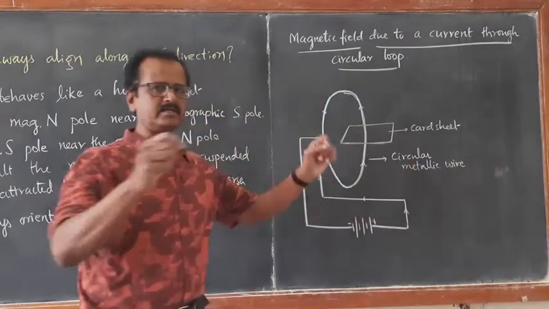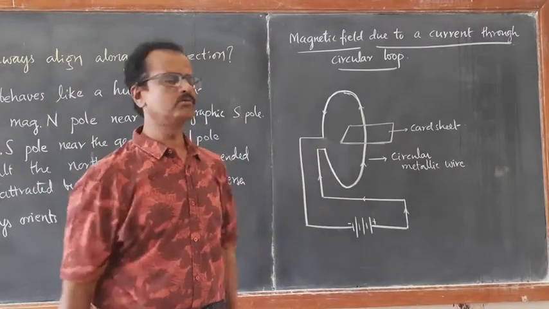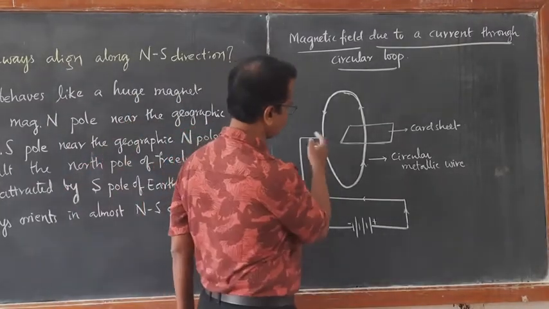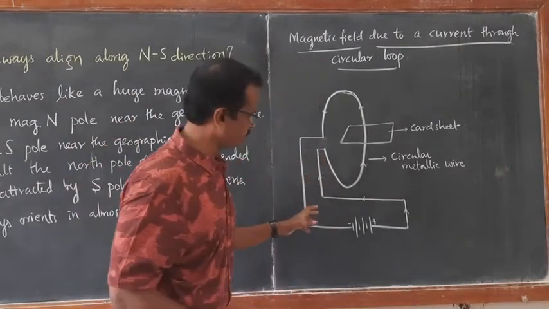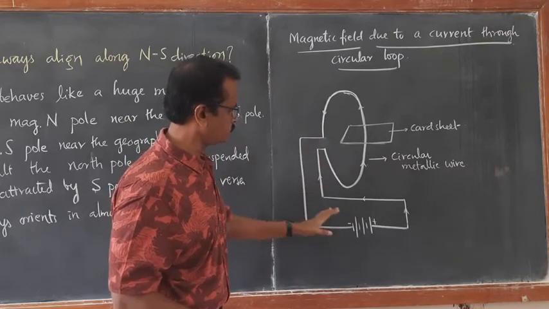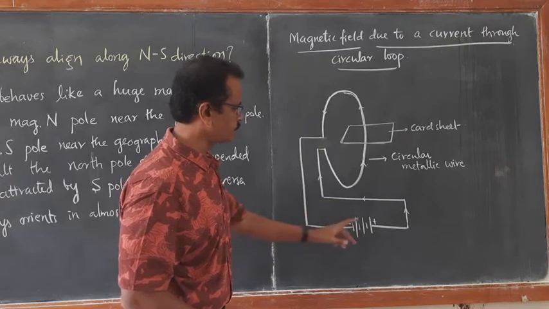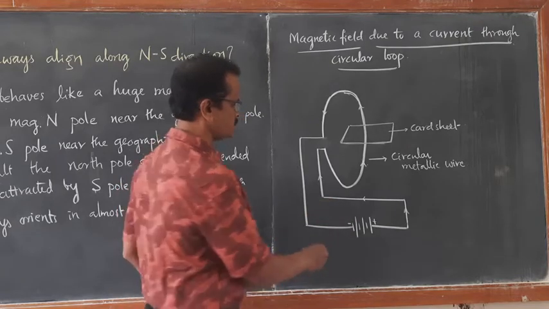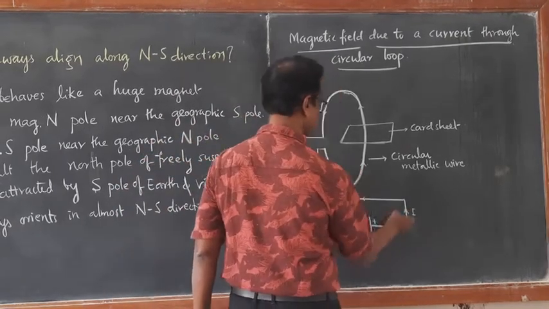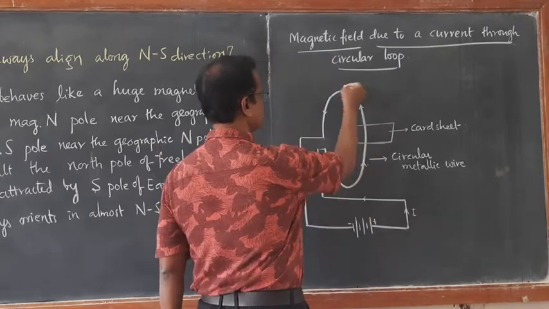This is a straight wire which is bent in the form of a circular loop. The two free ends of this loop are connected to the positive and negative terminals of the battery, like this. When you close the circuit, the current starts flowing. If I is the current, it starts flowing in this manner.